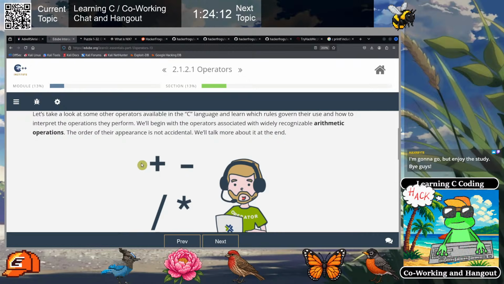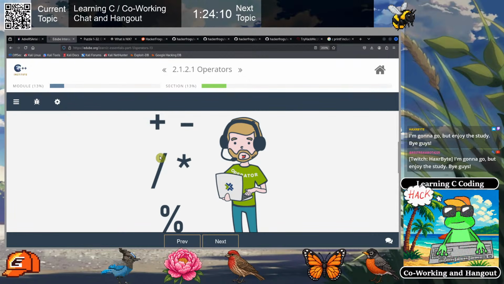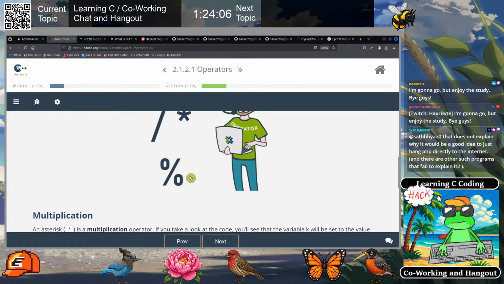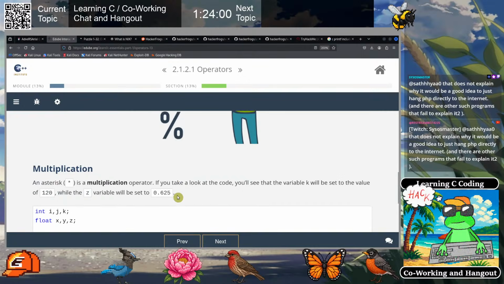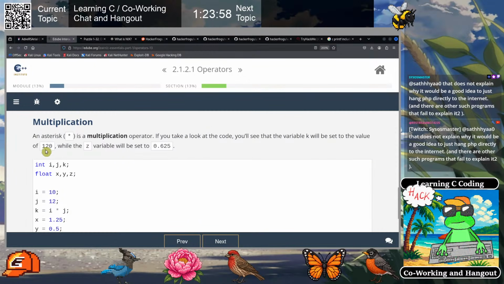Okay, so we got plus, minus, slash for division, and star for multiplication. We also have the percent sign for the modulo operation. So multiplication. An asterisk is a multiplication operator. If you take a look at the code, you'll see that the variable k will be set to the value of 120, while the z variable will be set to 0.625.